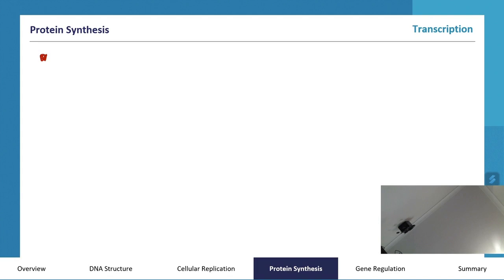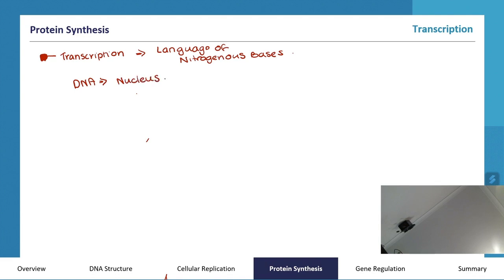So we've got our first step in protein synthesis, which is transcription. Now, the reason why this is called transcription is that this process stays in the same language. It stays in the language of nucleotide base pairs, language of nitrogenous bases. It occurs in the location where DNA is. So this is the nucleus of the cell.